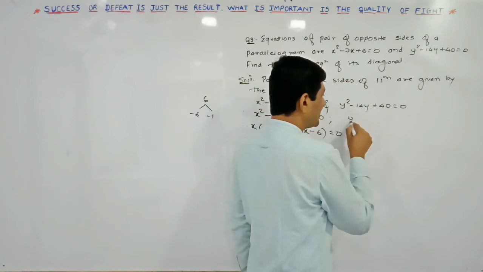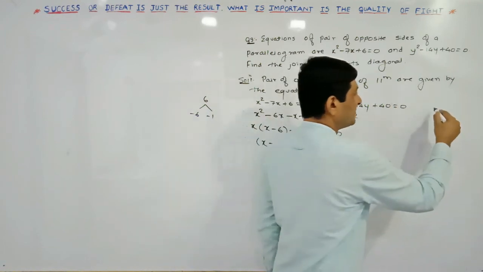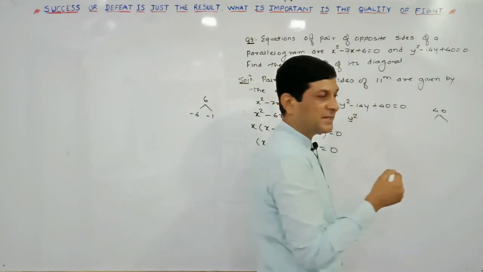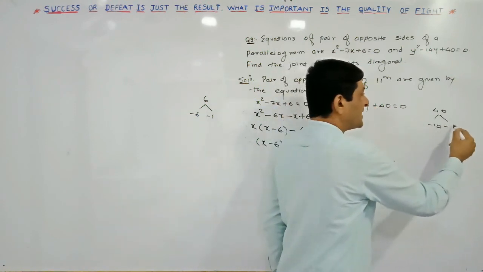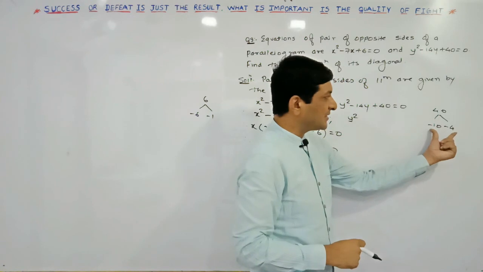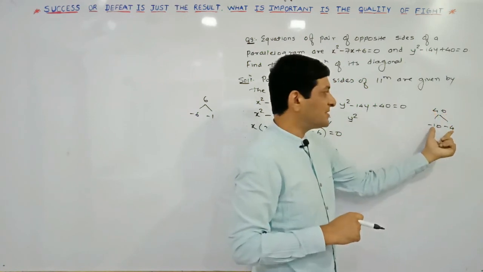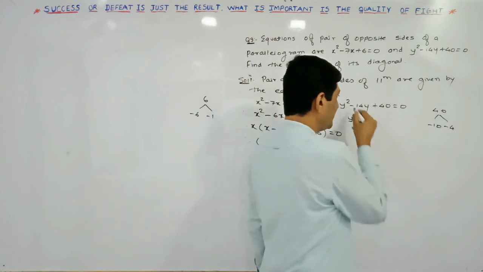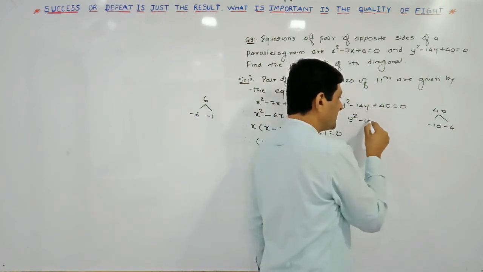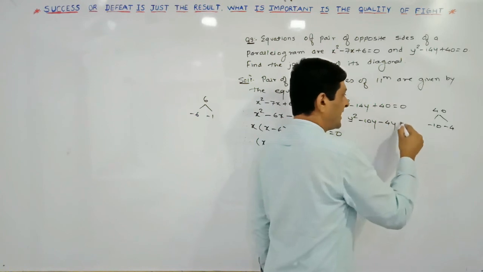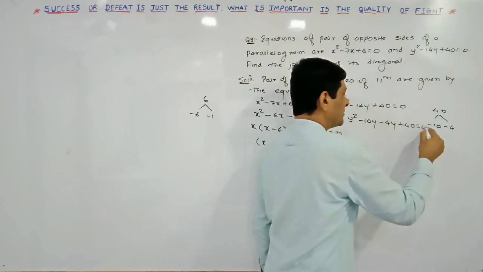Here y square, keep it as it is. Now we are finding factors of 40 such that the addition is equal to what? Minus 14. So minus 10 and minus 4 are the factors of plus 40 such that their addition is what? Minus 14. So minus 14y can be split up as minus 10y minus 4y plus 40 is equal to 0. Keep it as it is.